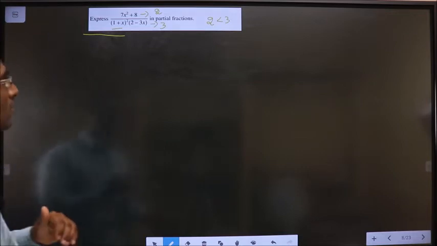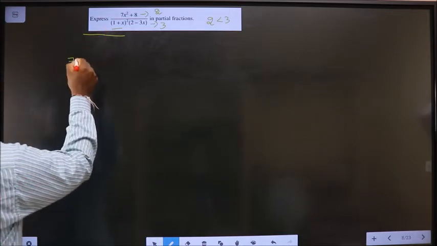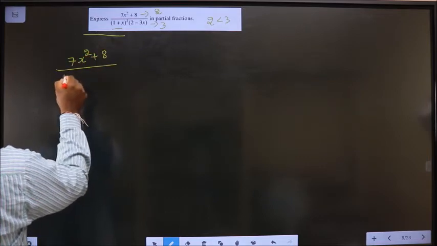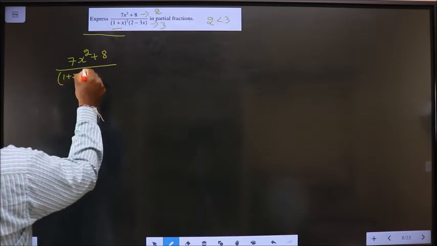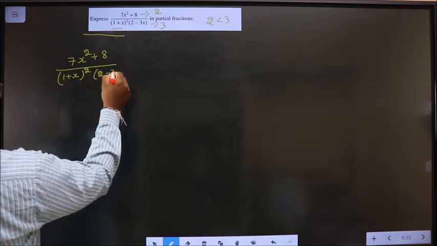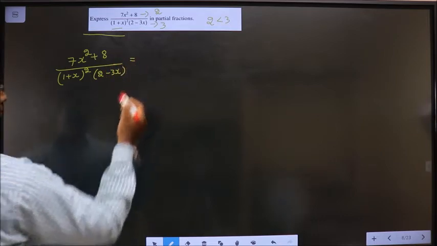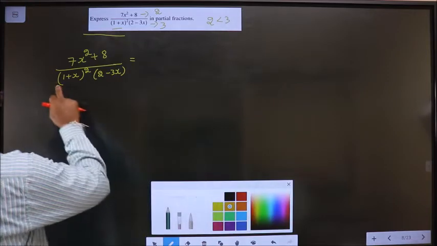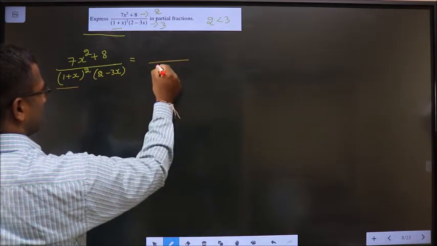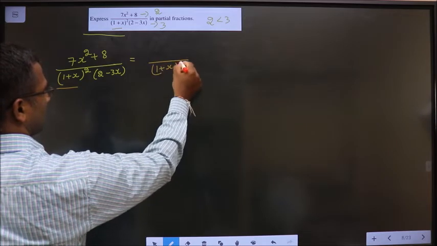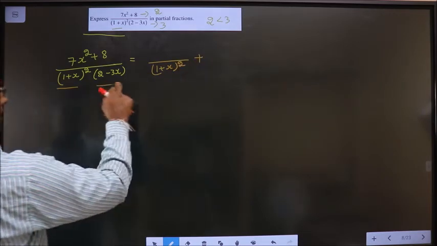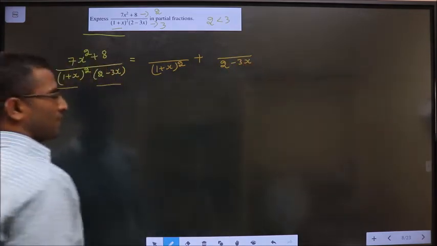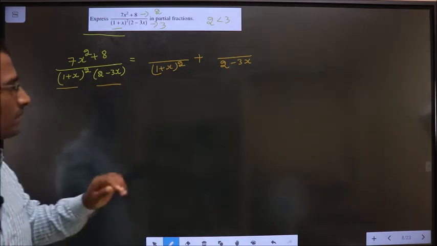Okay, now let's continue. First I write this here, plus 8 by 1 plus x whole square times 2 minus 3x. Now, how do I write this into partial fractions? See, take this bracket, write it here, 1 plus x whole square, plus, take this bracket, write here, 2 minus 3x. Okay, now you see what should come in the numerator.